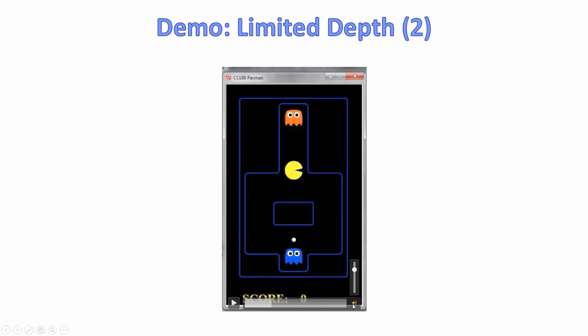So let me show you this example first. That's a situation maybe that we didn't see before for Pacman. Pacman has to go and get this food item, and we have two ghosts here. If you are in this situation now, if you are Pacman, what would you do?